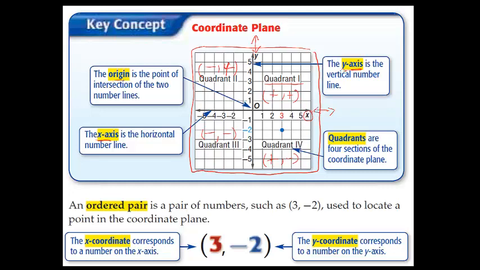The next thing that you need to know is that we've got the point of origin. Origin is where x is 0 and y is 0. It's also the point where the x and the y axes intersect. The word intersect means that they cut each other. So that's where they cross over.